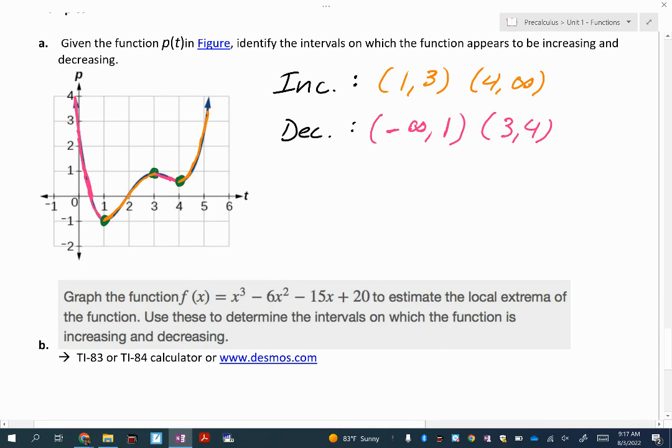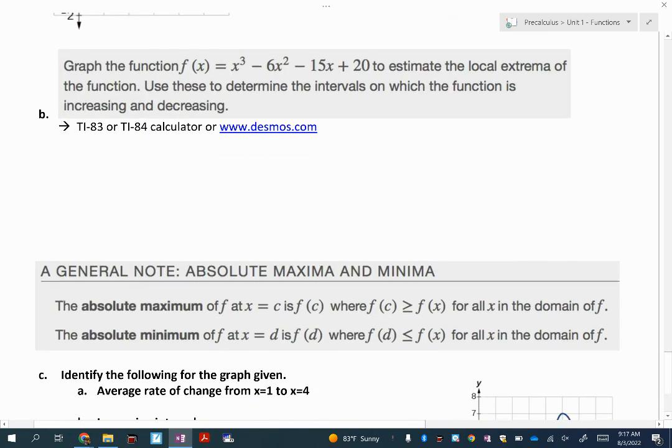Okay, the next one. It wants us to graph this function to find the local extrema and then determine the intervals on which the function is increasing and decreasing. So let's go ahead and go to Desmos. I think that's the easiest to use. Yes, you have a TI-84 in the classroom, or even you could download the app on your phone that gives you a free TI-84. But in this class, I'm going to be pushing Desmos as much as possible.